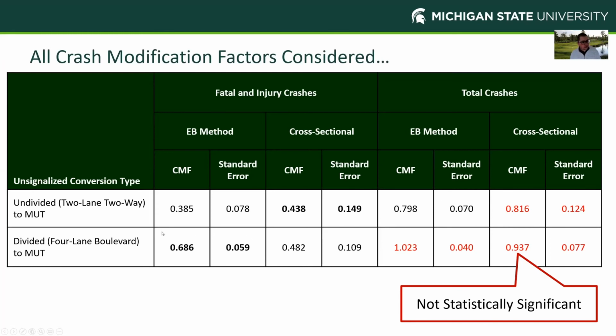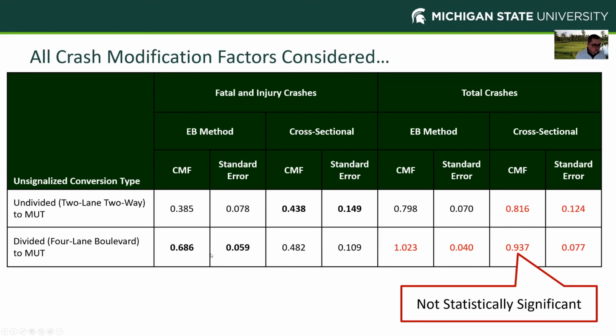On the divided side, fairly similar. So in this case, we do have enough data for the EB method. If you recall, I had 24 sites. So we're going to end up recommending this 0.686 CMF. The cross-sectional was a little bit more aggressive.